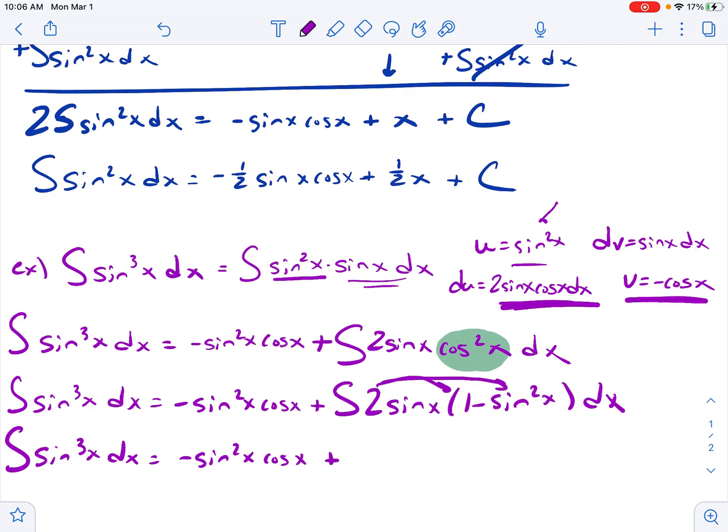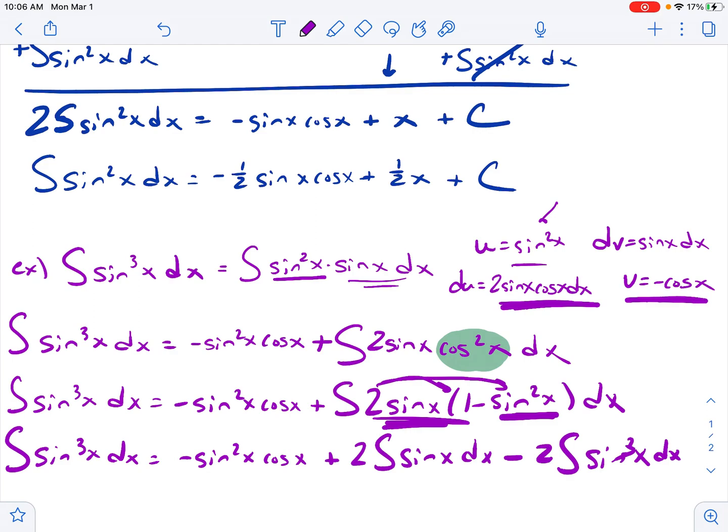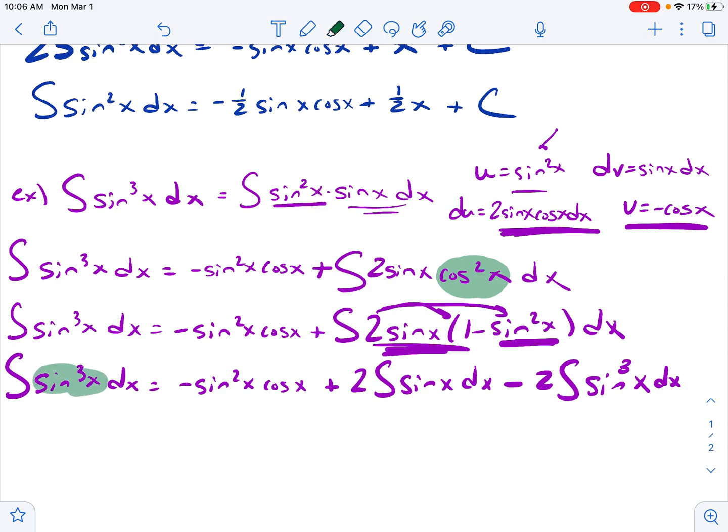So I'm going to have plus twice the integral of sine x dx, that's this one, and then minus twice the integral of sine cubed x dx, right? When I multiply this by sine squared, we get sine cubed x. And that's actually what we want, because now, again, we have this sine cubed integral on both sides. This time I'm going to add the 2 sine cubed.